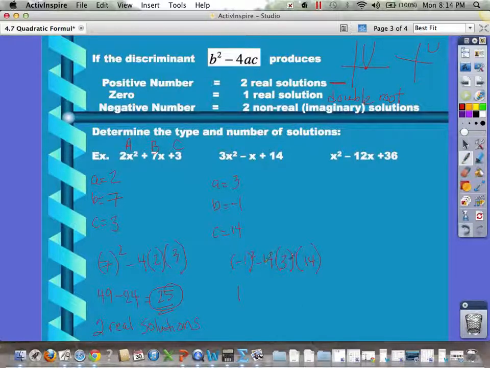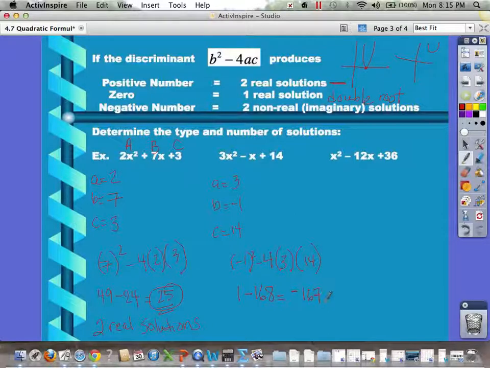Negative 4 times 3 is negative 12. And negative 12 times 14 make, it's going to be a negative something. Let's see, negative 12 times 14 is a negative 168. This is negative 168. So when you finish this, 1 minus 168 is going to be a negative 167.